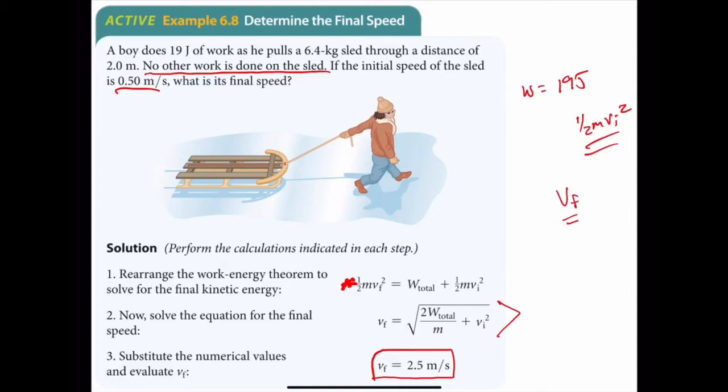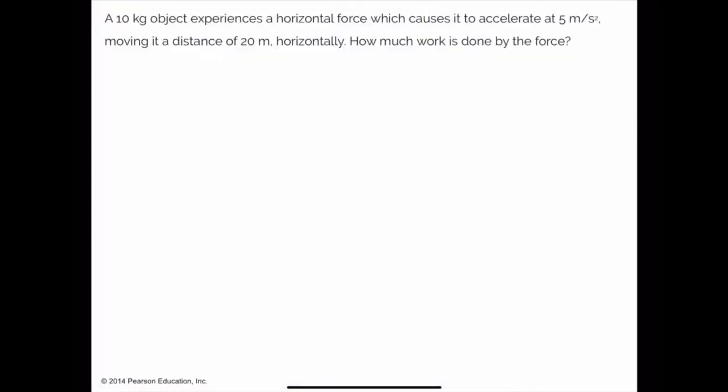problems that you would see in physics. So we have a 10 kilogram object experiencing a horizontal force to make it accelerate at 5 meters a second squared, and it moves 20 meters. How much work is done by the force? Well, kind of a two-part problem here. We're going to end up with work equals force times distance. Well, we have the distance already. We know that's 20 meters, so we can put that in.